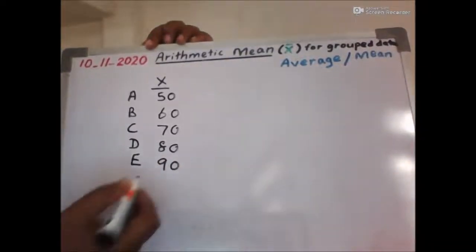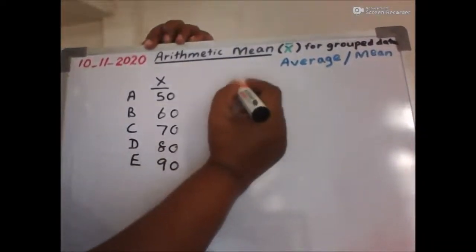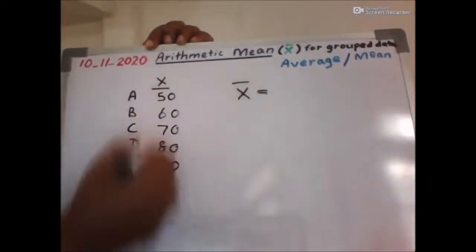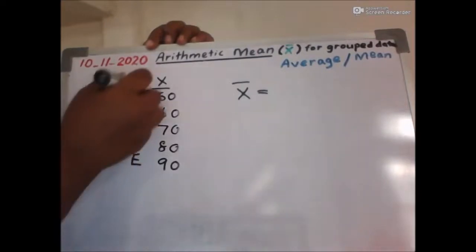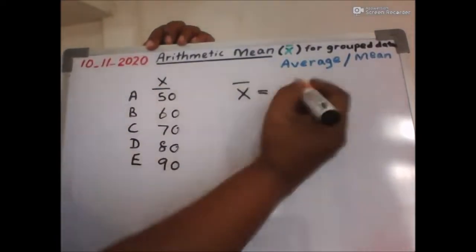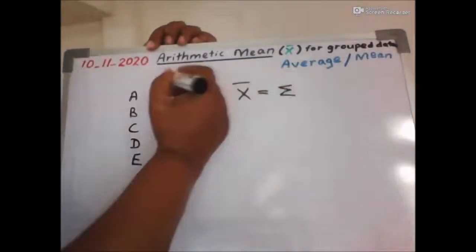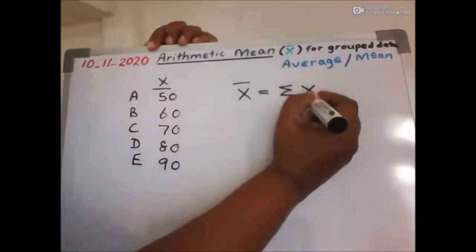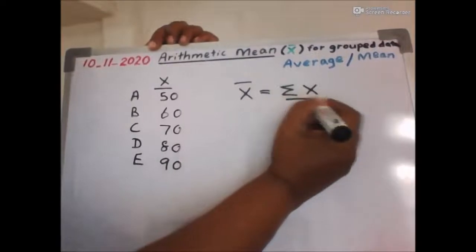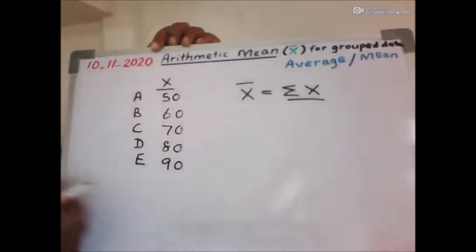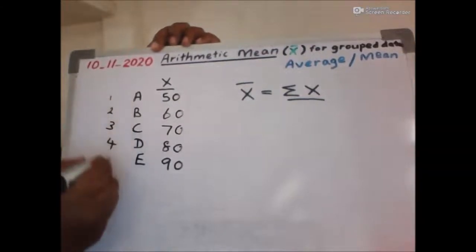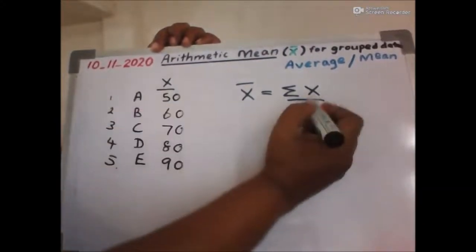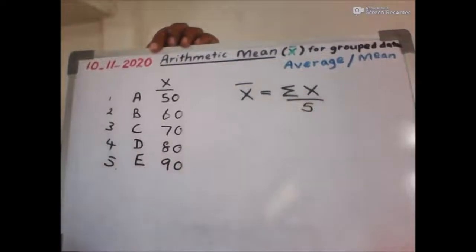So we have to get the average, X bar, average of these marks. So what do we do? We have to get the total of all these marks, right? And then we'll have to divide this by the number of students. How many students are there? 1, 2, 3, 4, 5. So we'll have to divide this by 5 students.